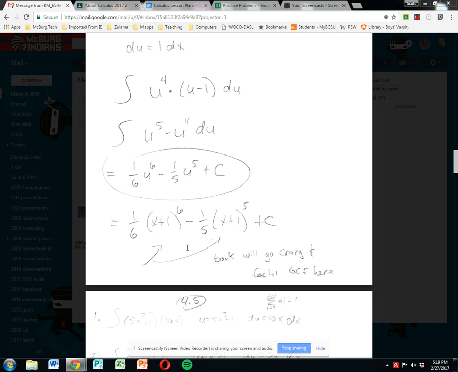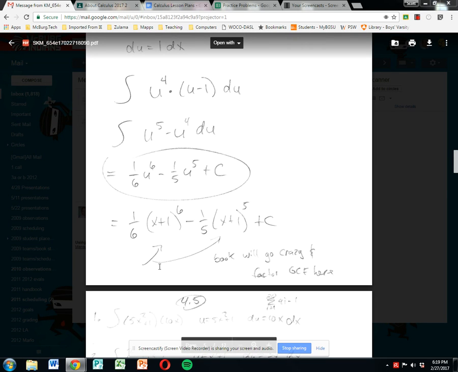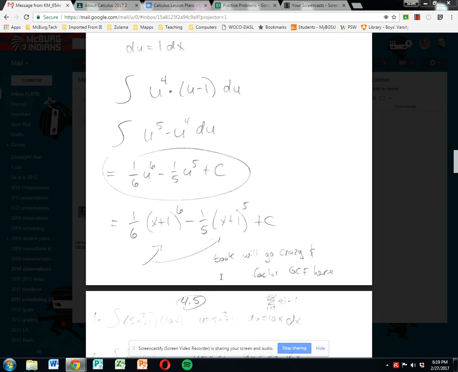The book will go nuts here. It'll do something like with a 30th in the denominator. It'll factor x plus 1 to the fifth power out and do something crazy with the fractions. I wouldn't sweat it. I think it's insane.